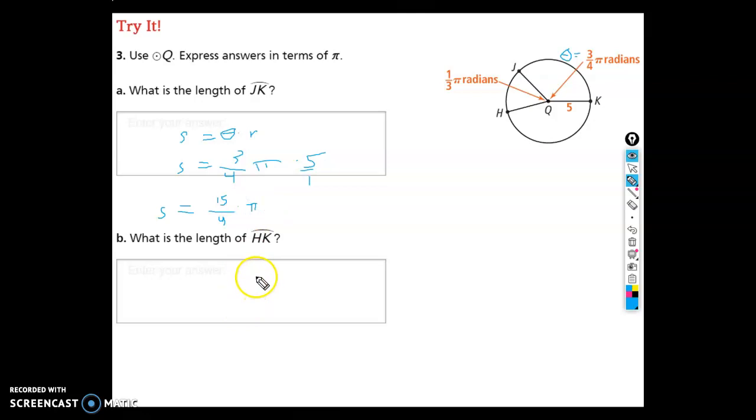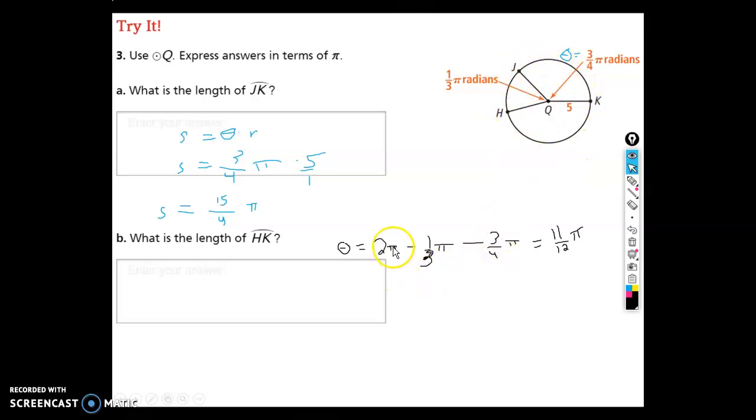All right. What is the arc length of HK? This one's a little bit more complicated because they don't give you the angle in radians of HK. So what you need to do then is figure out how many radians is HK, okay? So remember, in a whole entire circle, there is 2 pi radians. And we have 1/3 pi here from J to H, and 3/4 pi here from J to K.